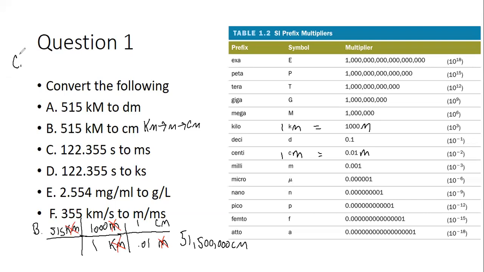So for C, I have 122.355 seconds. Sorry, that's an S right there. That's an S for seconds. Then I look at my chart. 1 millisecond equals 0.001 seconds. So I'm going from seconds to milliseconds. So 0.001 seconds in 1 millisecond. So train track, take the top, divided by the bottom, and it's 122.355 milliseconds.